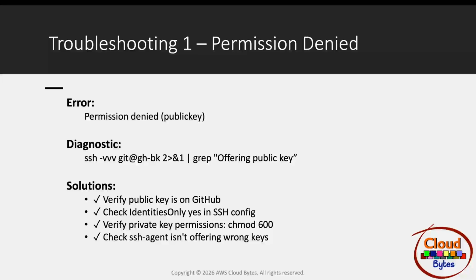Troubleshooting, one of the issues that we face is permission denied. Permission denied is a public key error. So you can run this command to do some diagnostics around that. Primarily the solutions are around making sure the public key is in GitHub and that you have set it up correctly, IdentitiesOnly is yes in your SSH config, and the private key permissions are 600 with chmod. And you can also check if your SSH agent is offering any wrong keys. It's primarily a key issue.